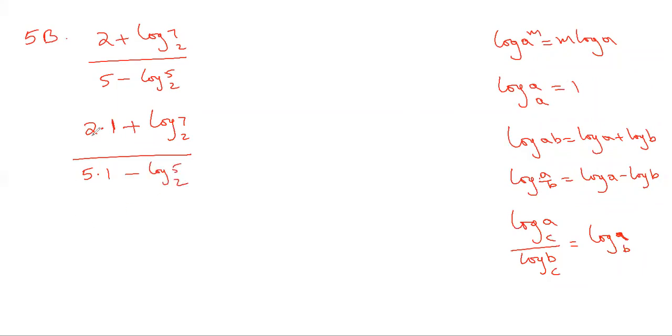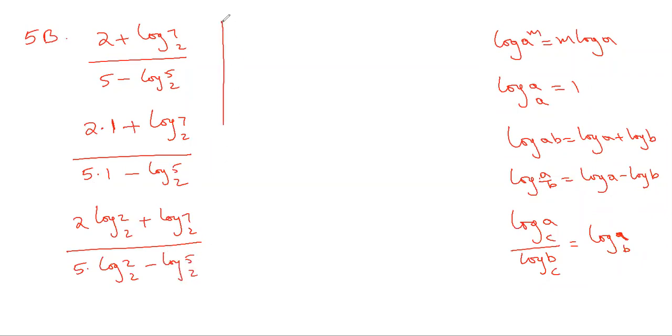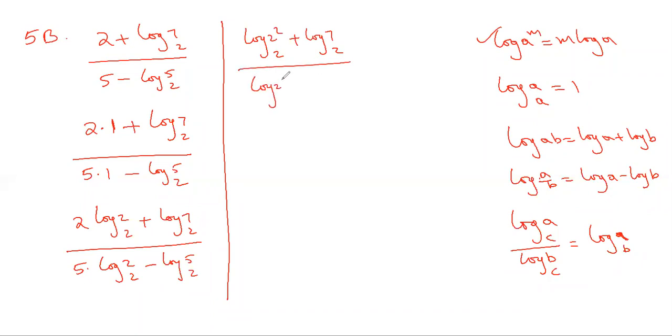So log 5 base 2. So the 1 can be written as log a base a. Any number I can write as the base, but the next term is having base 2. I'll write this term also with base 2, plus log 7 base 2. And then here 5 into 1 can be written as the next number is with base 2. Here also I write base 2, log 5 base 2. Now this formula I'm going to use now, but from RHS to LHS. So log 2 square base 2 plus log 7 base 2 by log 2 power 5 base 2 minus log 5 base 2.